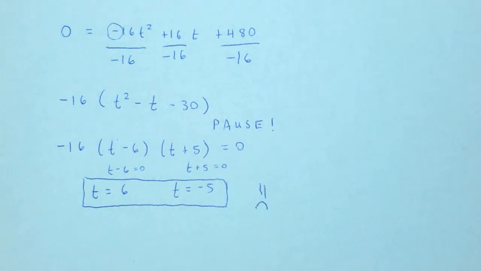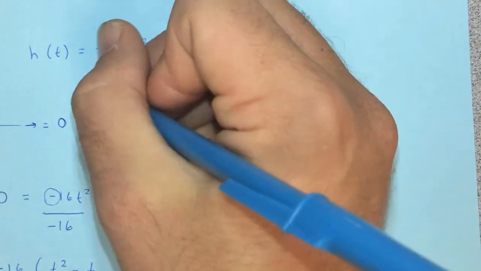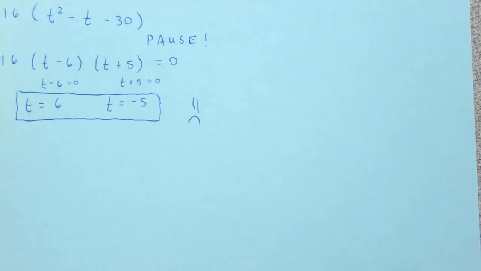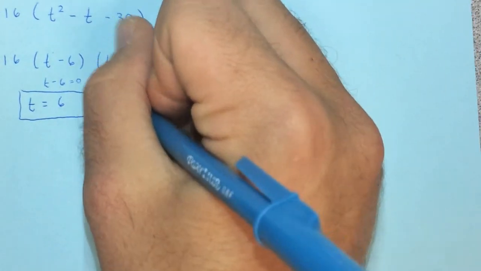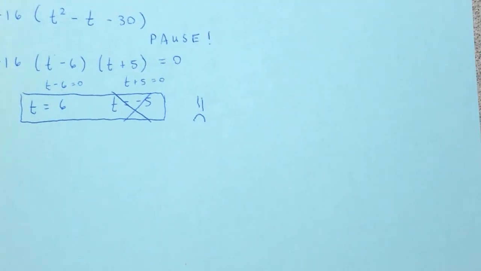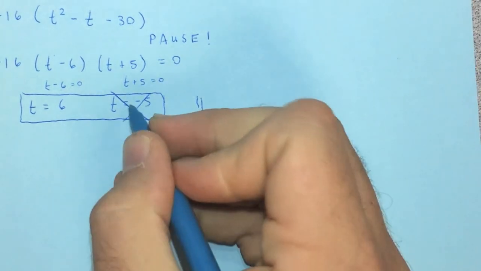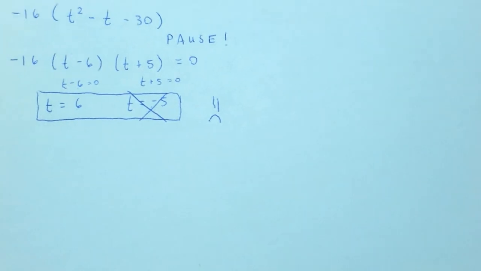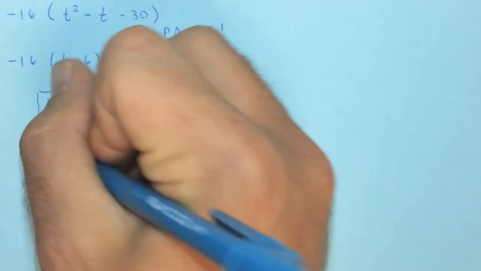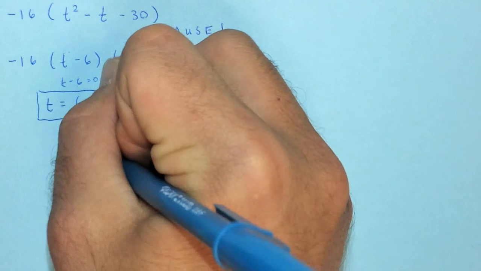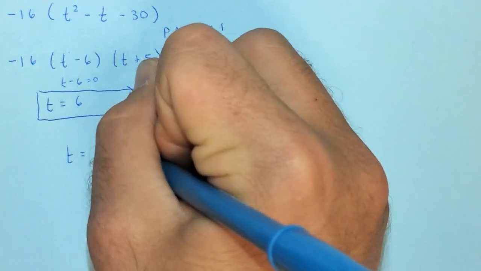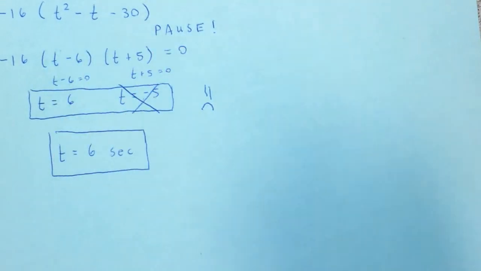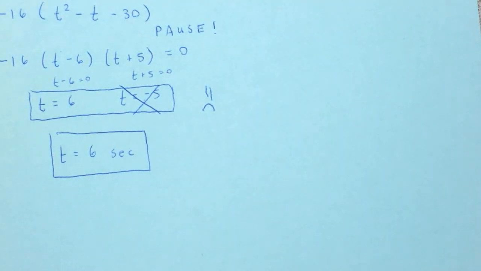Because what am I solving for? I'm solving for time. This is not a science fiction movie. We cannot have Jason going backwards 5 seconds. Negative? No way. It can't have negative time. So the time where Jason hits the ground and gets a concussion is after 6 seconds. Boom.